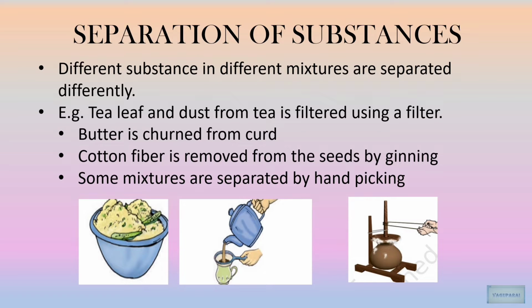Butter is churned from curd using a churner that we use at home. When cotton fiber is removed from the seeds by ginning, this we saw in the previous chapter itself. Some mixtures are separated by hand picking, like the stones in the grains that our parents used to do at home, right? Our mothers used to do at home. So, different materials are separated differently.